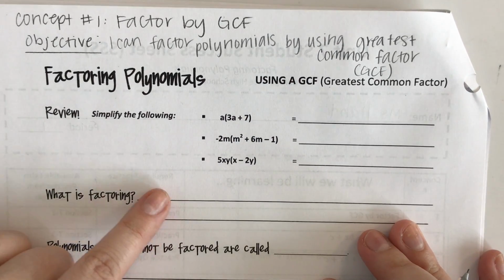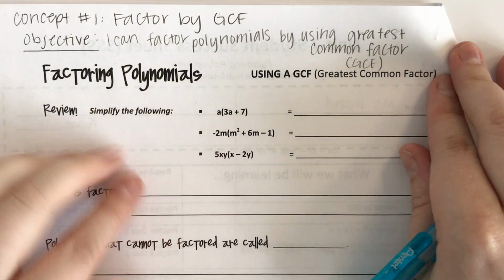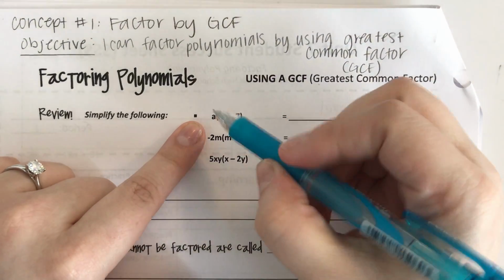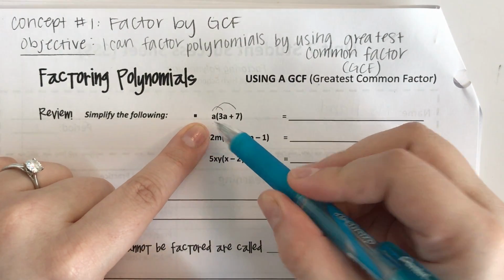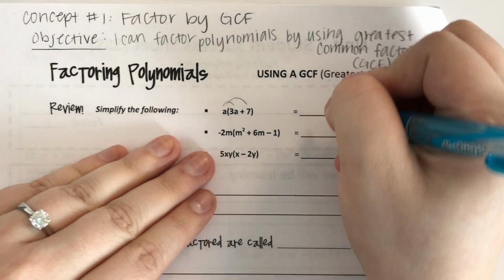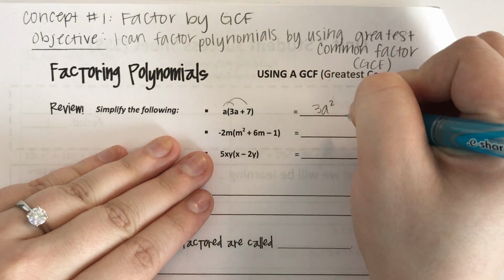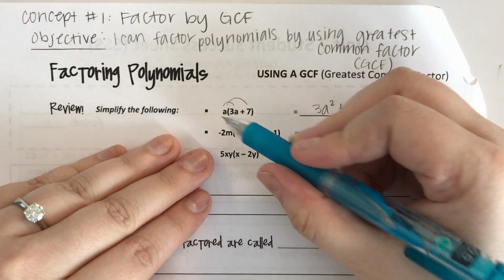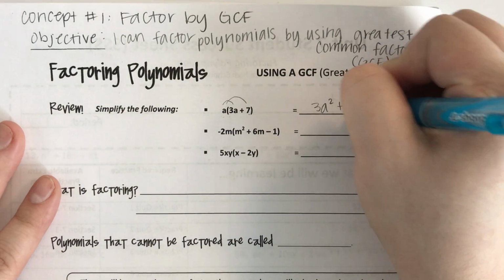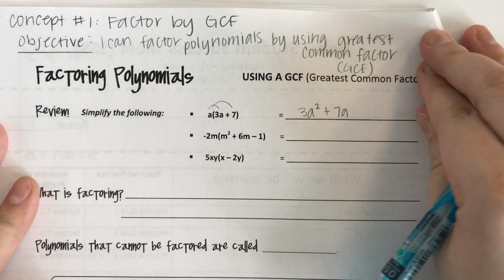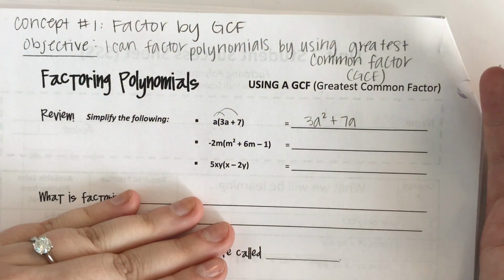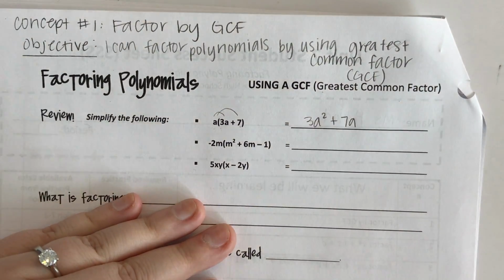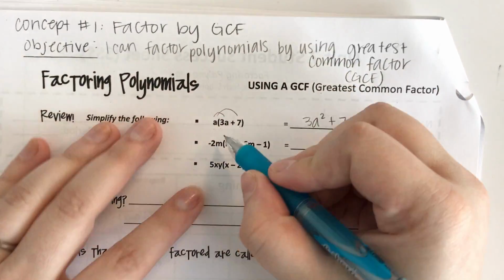Let's multiply some polynomials here. So simplify the following. All we have to do here is distribute. So a times 3a is 3a squared plus a times 7 is 7a. Okay? So we're distributing in all of these, all right? Basically, factoring a GCF is undistributing, is a way you can think about it. So we'll distribute here.